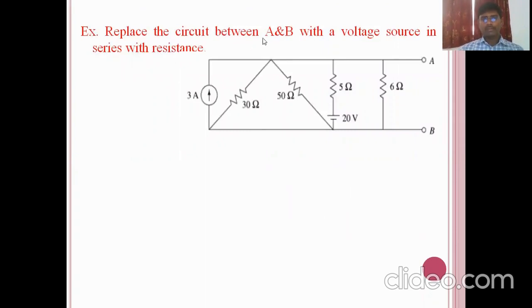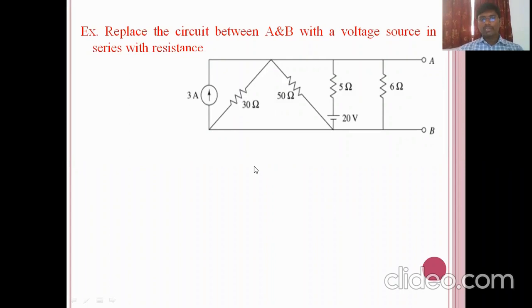Replace the circuit between AB with a voltage source in series with a resistance. So here we are asked to convert this total network between AB into a voltage source in series with a resistance. Here we are applying source transformation.